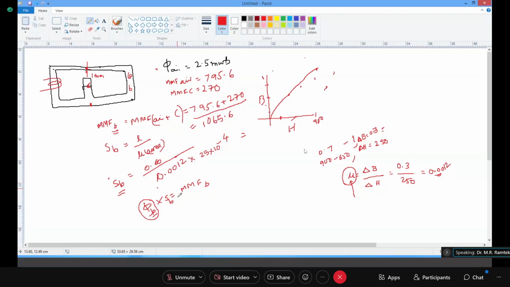Now, after getting the value of phi B, do the calculation and tell me, you got the SB value from this. So what is the value of phi B? 5.32 into 10 power minus 3. See, put it in a chart. That is better.